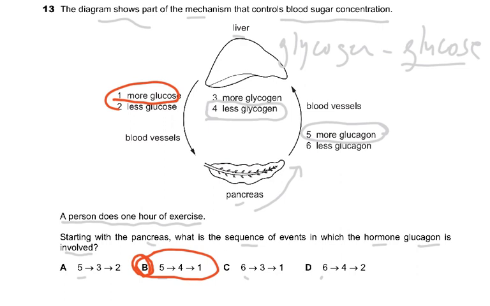Got it? Pancreas, exercising, less glucose in the blood, more glucagon released. That results in converting the glycogen to glucose, so less glycogen in the liver, and then more glucose in the blood.